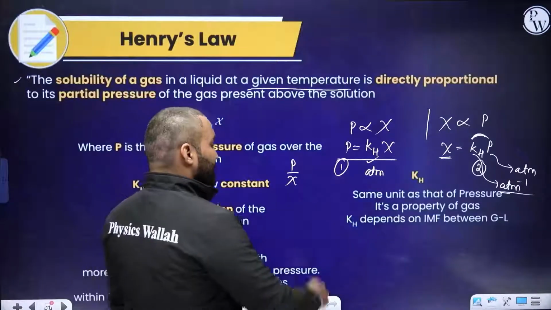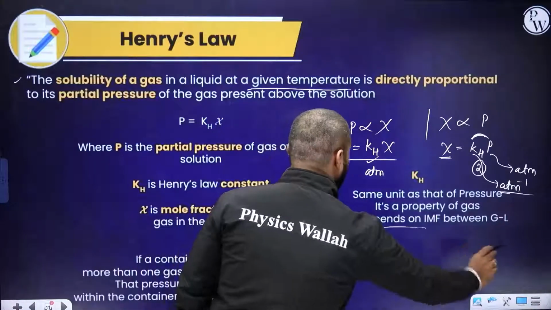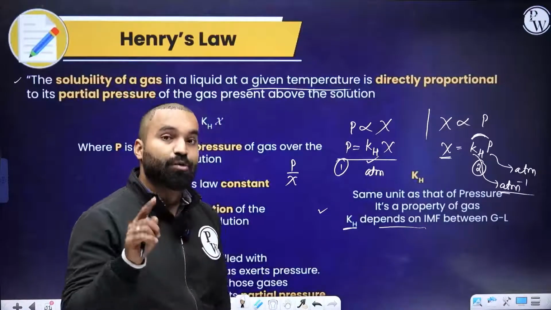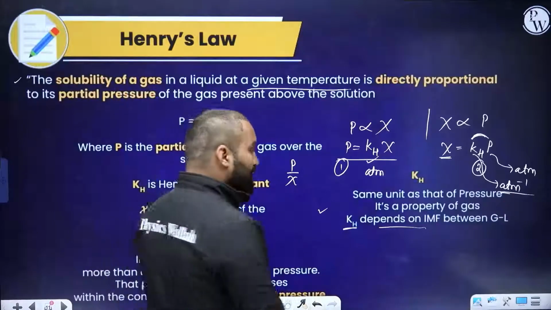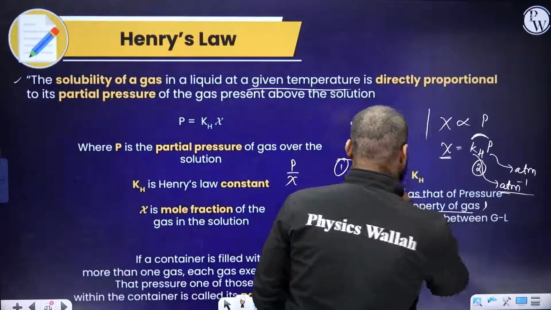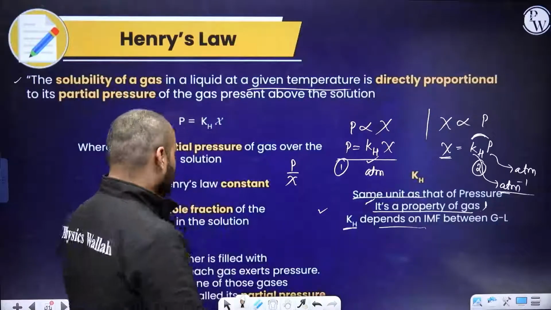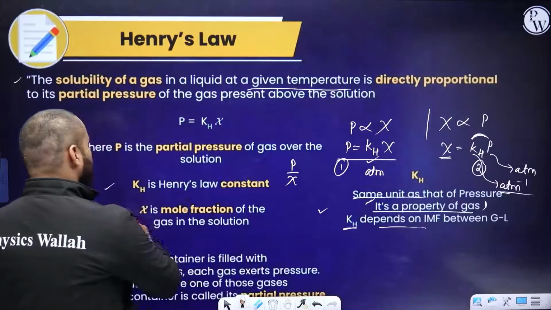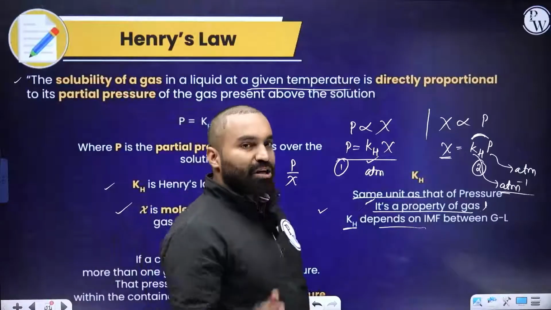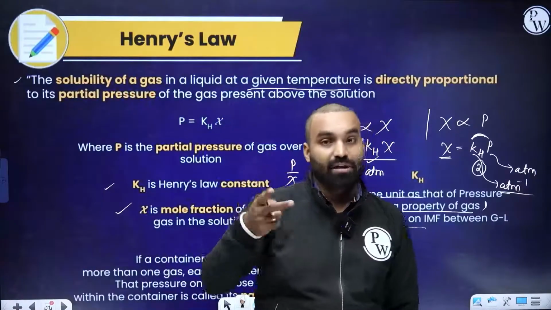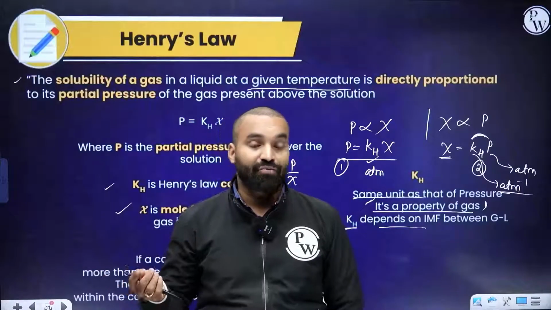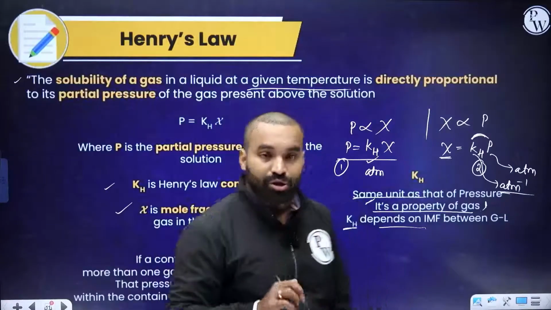KH depends upon the intermolecular forces between the gas and the liquid. You should know that, and also that KH is a property of the gas, how much of it you are going to dissolve. Now KH is Henry's constant, chi is the mole fraction of the gas, and the partial pressure depends upon how much of that gas is present. Suppose you have two types of gases above the surface of the liquid. The one with higher pressure will have more possibility to undergo dissolution in water.